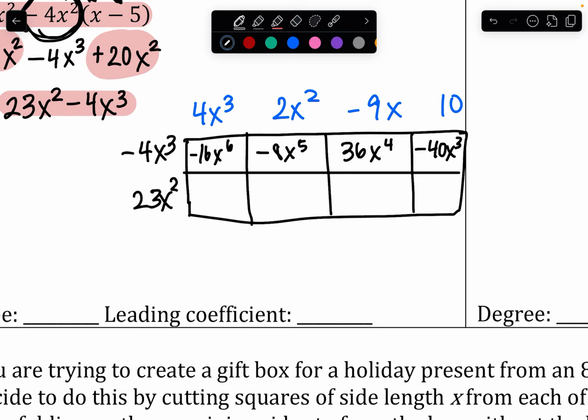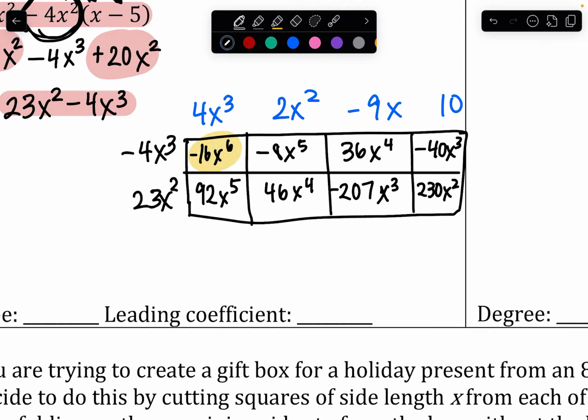23 times 4 would be 80 plus 12, 92, x to the 5th, 46x to the 4th, 23 times negative 9 would be 180 plus 27, 207 with a negative. x squared times x is x cubed. And then 23x squared times 10 is 230x squared.